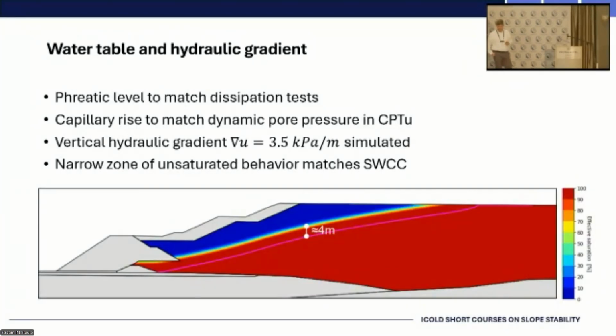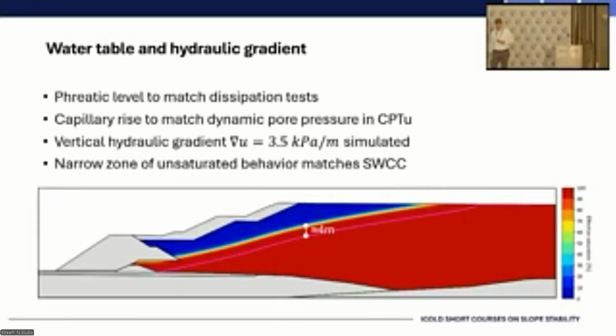the 3.5 kilopascals per meter of vertical hydraulic gradient. And again, the narrow zone here is the unsaturated behavior, which matches the experimental soil water characteristic curve, but that doesn't matter because we tried a wide range of different soil water characteristic curves, and you don't get any material difference in the outcome of the study.